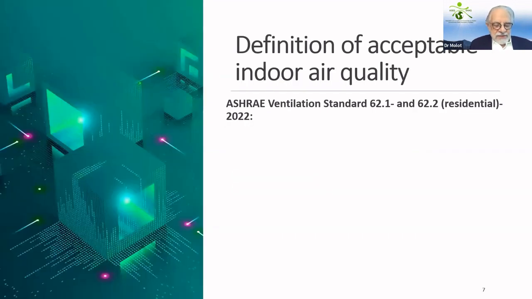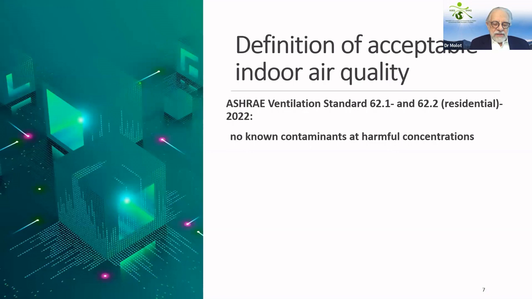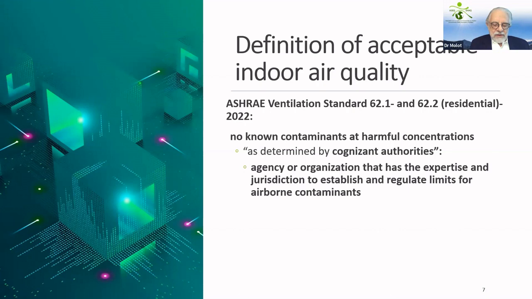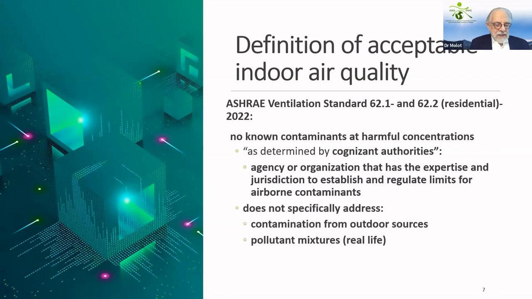So how do the latest versions of ASHRAE Ventilation Standard 62.1 or 62.2, which is the residential version, define acceptable indoor air quality? They state that there should be no known contaminants at harmful concentrations as determined by cognizant authorities, which are defined as an agency or an organization with the expertise and jurisdiction to establish and regulate limits for airborne contaminants. But some important pollutant concentrations are not specifically addressed, such as contamination from outdoor air, or mixtures of pollutants which we experience in real life.